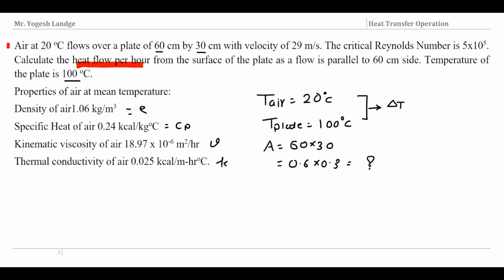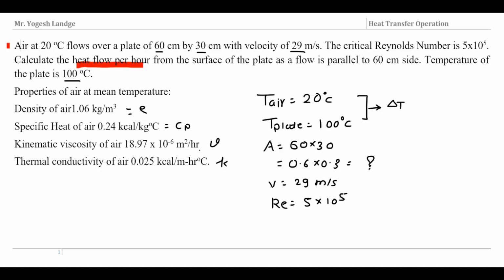Now, in this numerical, another term given to us is the velocity. The velocity is given, we can say 29 meters per second, and the Reynolds number is given, which is 5 into 10 raised to the power 5. With this data and the given properties of air, we try to get the values of the others. So let's see how we can calculate the Q.